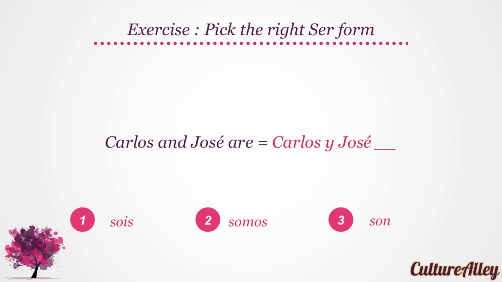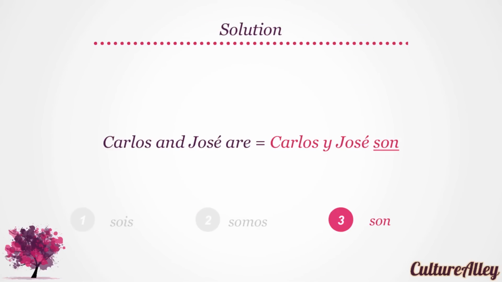Great! What if you were to say Carlos and José are? Will you say Carlos y José sois? Or Carlos y José somos? Or Carlos y José son? Try thinking of the pronoun and then of the form of ser. Carlos and José are translates to Carlos y José son. If we were to use a pronoun, we will say ellos son.